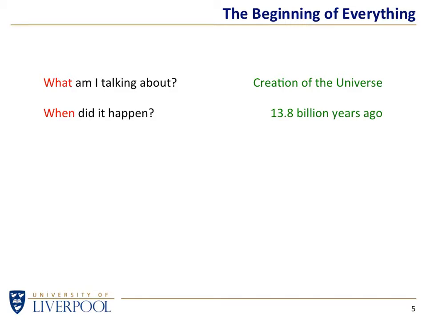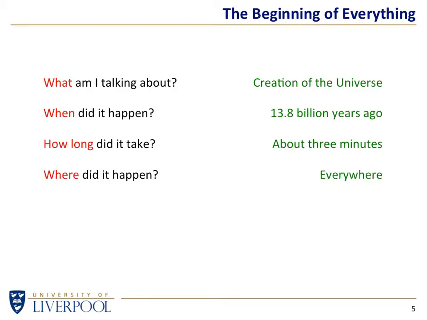If we ask, when did it happen? We have a relatively precise answer. We know that the universe was created 13.77, let's call it 13.8 billion years ago. We know that fairly accurately. How long did it take to make a universe? Roughly speaking, it takes 3 minutes to make a universe, and I'll show you why 3 minutes in due course.